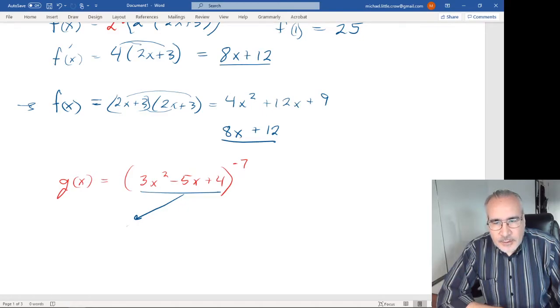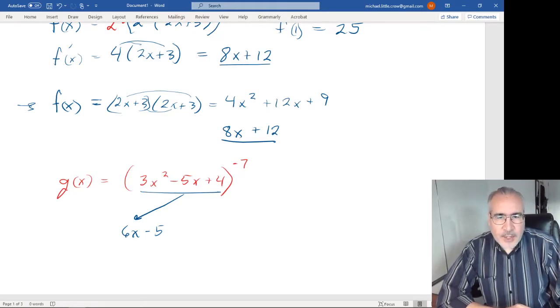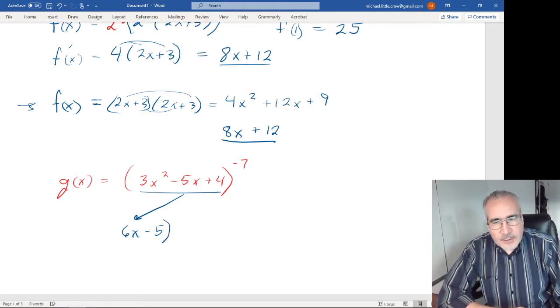2 times 3 is 6. 2 minus 1 is 1, so that's x to the 1 power. This 1 comes down, so we get a minus 5. 1 minus 1 is 0, so that's x to the 0 power, which is 1. And the derivative of a constant is 0. So that's the derivative of the inside part.